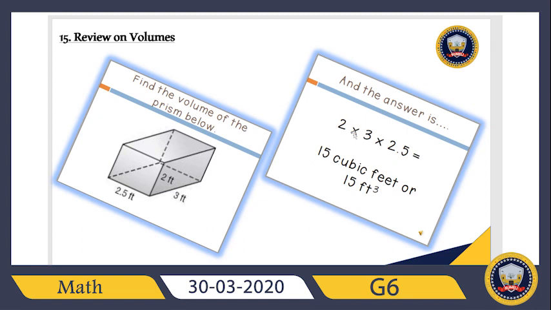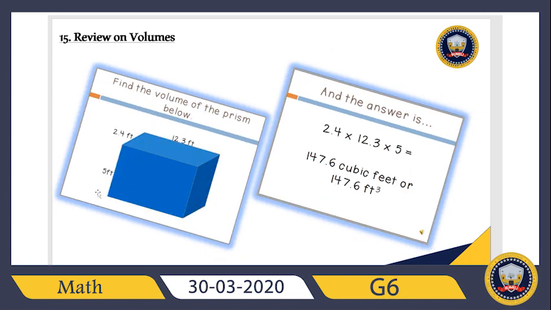So the volume again is 2 times 3 times 2.5, which is 15 cubic feet. Again, we can write it as cubic feet like this. This is the unit, or ft cubed, feet cubed. Okay, with a small 3 on the top. Great.